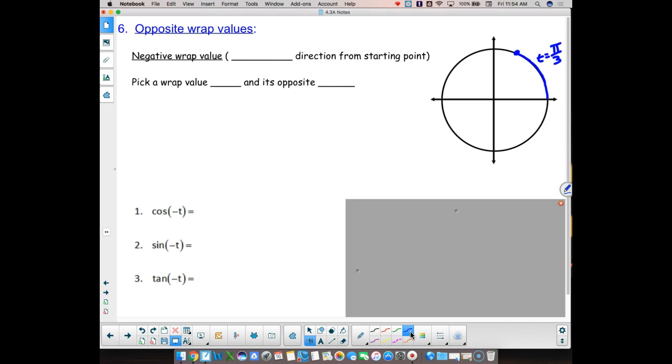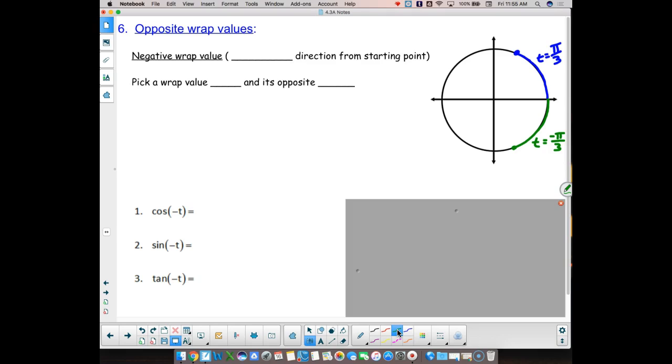A tangent value of the square root of 3. A secant value of 2. A cosecant value of 2 over the square root of 3. And a cotangent value of 1 over the square root of 3. Okay? Again, got it memorized, just because that's my go-to point. With me? Now, what this section is saying is if I go in the opposite direction. So instead of going up in the positive direction, now I'm going to go down in the negative direction. I'm going the opposite value.